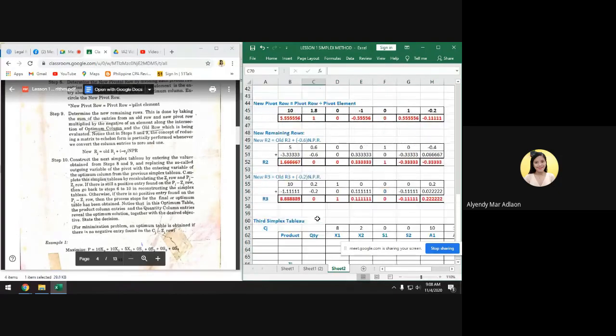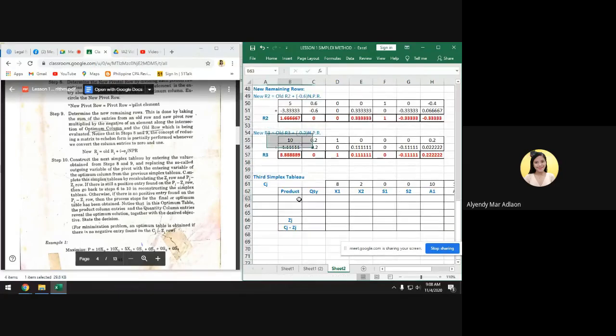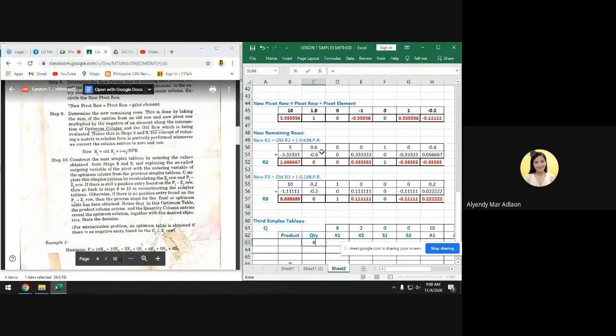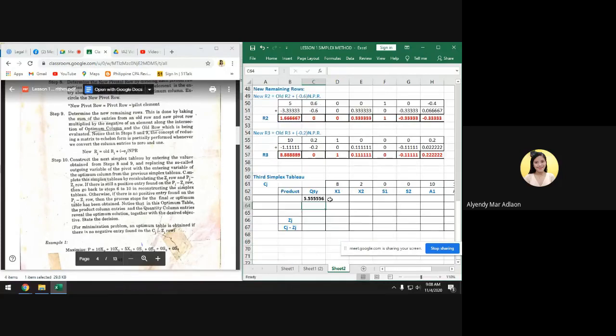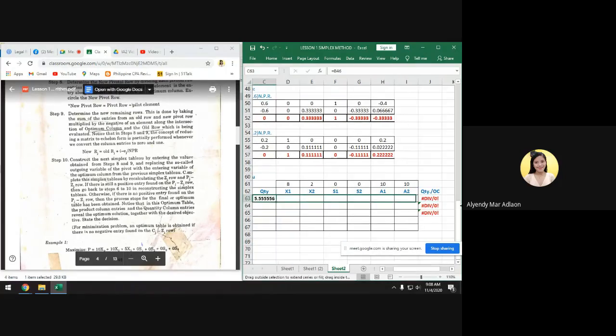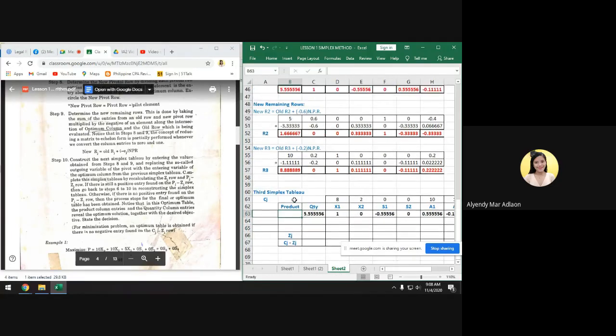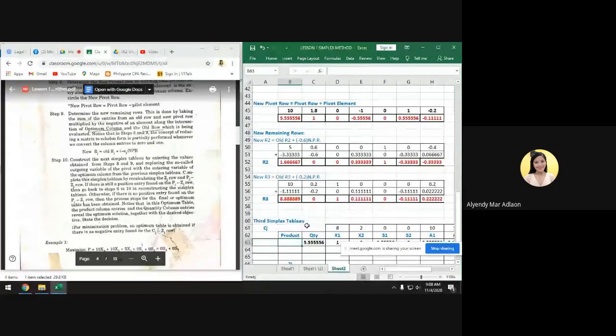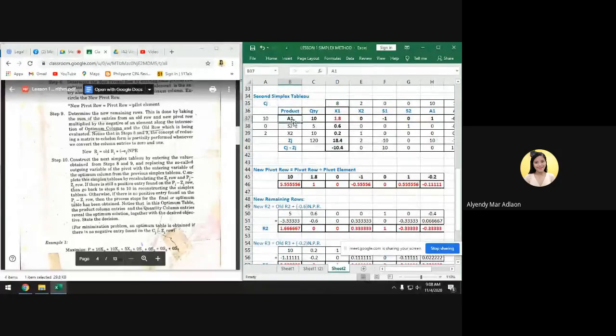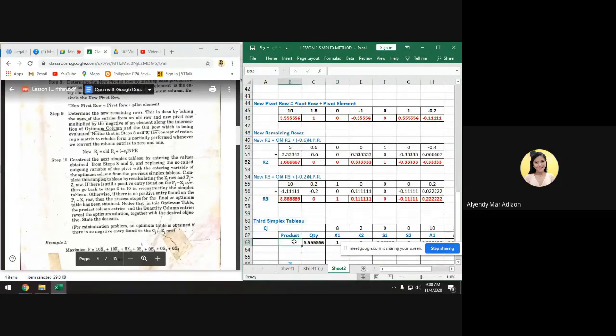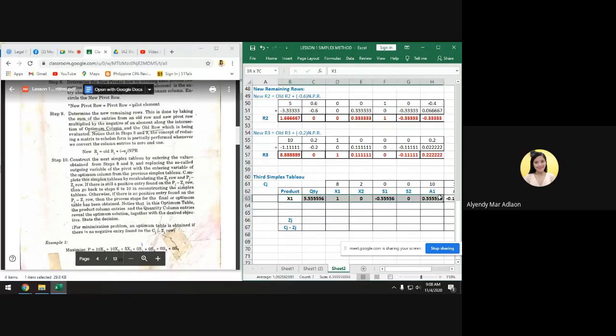Okay, so for the third simplex tableau, let's start first with the new pivot row, that is row 1. So we copy from 5.556 until here. Okay, so for the first one, this is row 1. Remember that the outgoing product is A sub 1 while the entering product is X sub 1. So we will put here the product X sub 1. Okay? Then next is row 2.